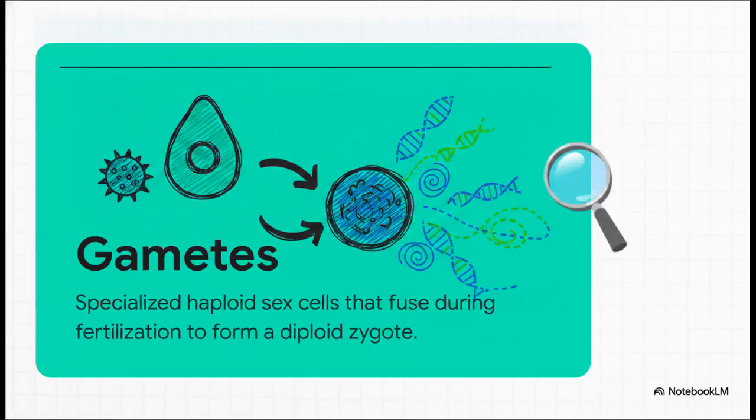Now let's explicitly label these haploid cells. We call them gametes. They're highly specialized sex cells. When a male and a female gamete finally meet and fuse together during fertilization, they restore that full diploid chromosome number to form a zygote. And that fusion is exactly what drives the genetic variation that allows species to adapt and survive in changing environments.